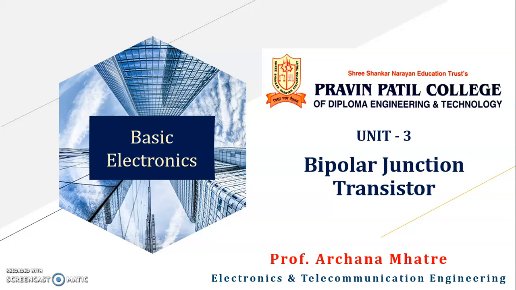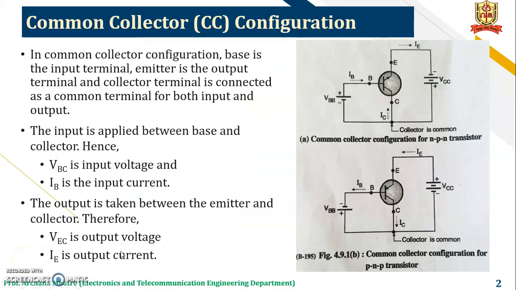In this video, we are going to continue with the third unit of Basic Electronics, that is Bipolar Junction Transistor. So in this video, we will see the transistor configuration of a common collector. In common collector configuration, the base is the input terminal, emitter is the output terminal, while collector terminal is connected as common terminal for both input and output.